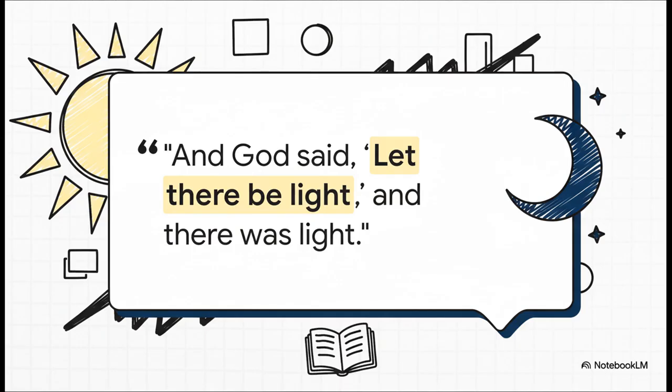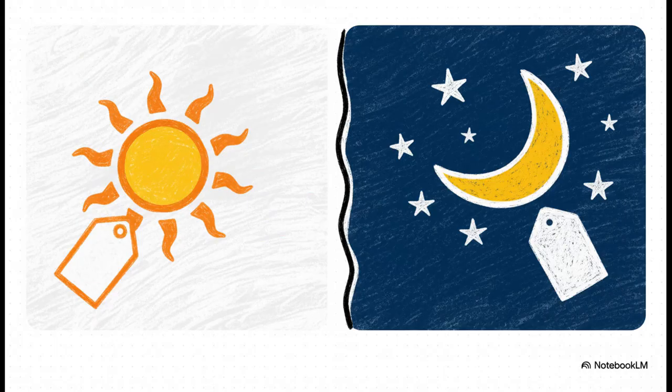This act of separation is the key. It sets up a pattern that we're going to see over and over again, bringing order out of chaos. And here's that pattern in action. First, you get the separation. Then you get naming. God calls the light day and the darkness night. This whole process, separating and then naming, brings order and wraps up the first day's work. It's the blueprint for the rest of the week.